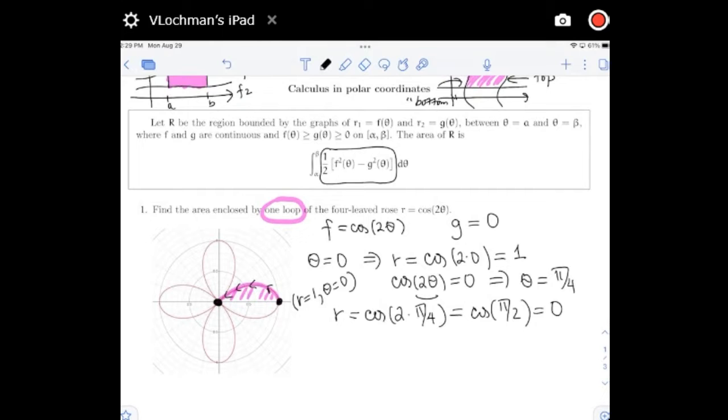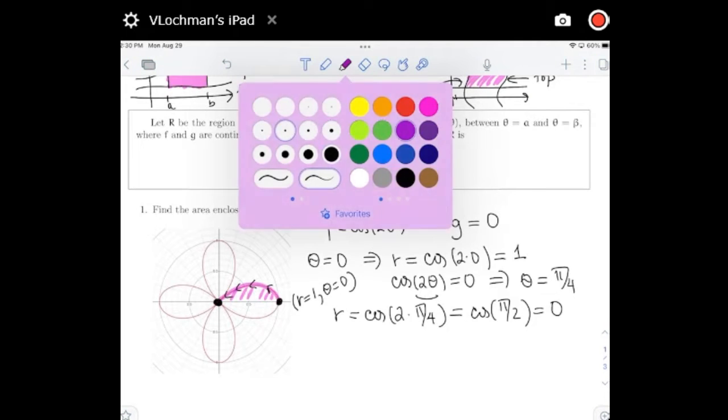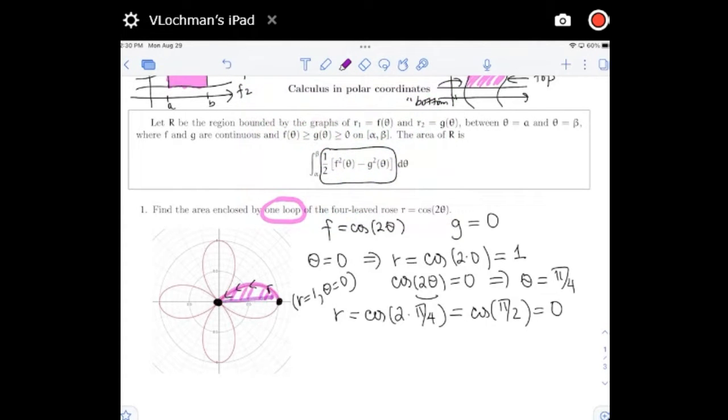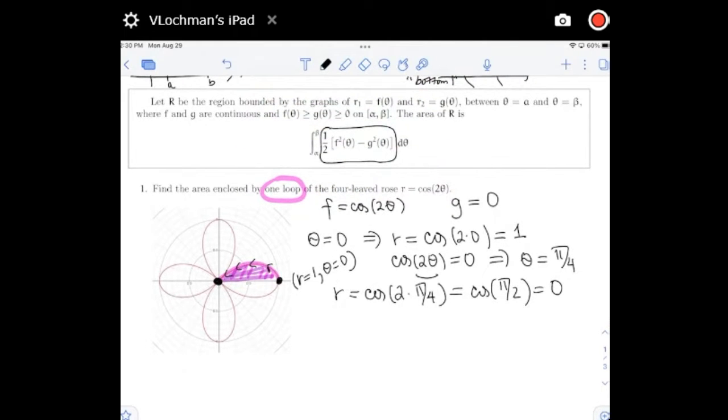All right, so now we can think about it as r is equal to just 0, completely 0. That's going to be the second function. And if r is equal to 0, then I get my area of this curve right here. Now, if I compute this and double it, I get my entire area of one leaf. All right, so now let's go ahead and set this up.